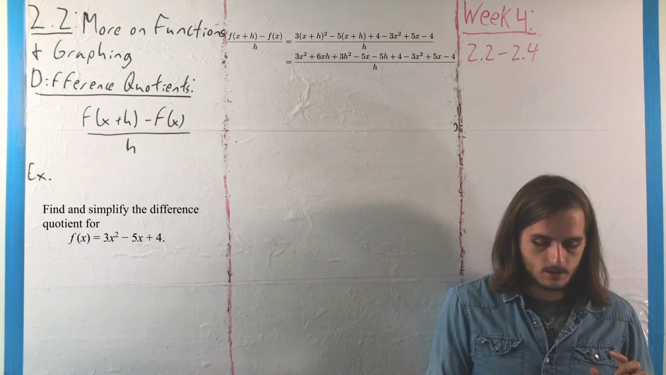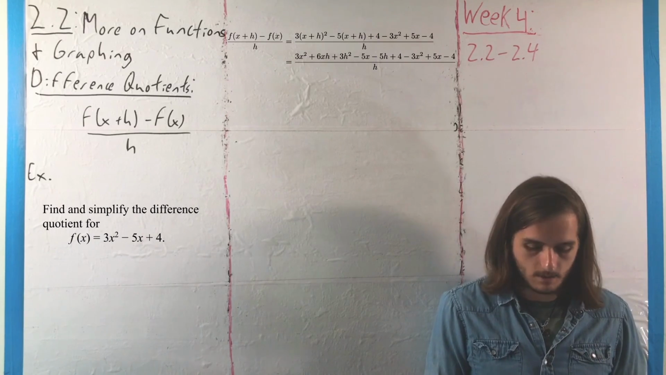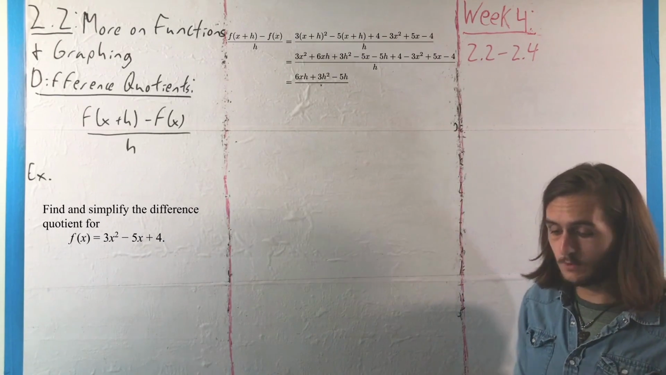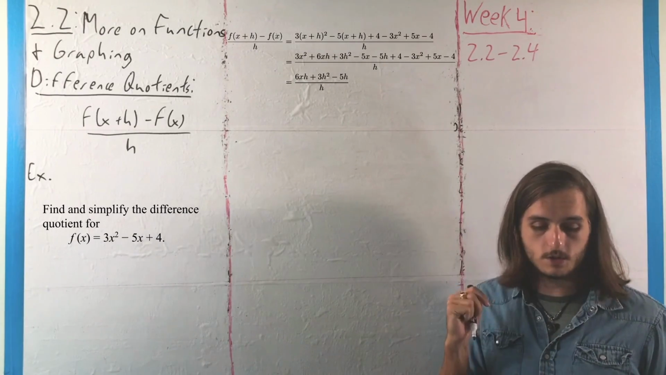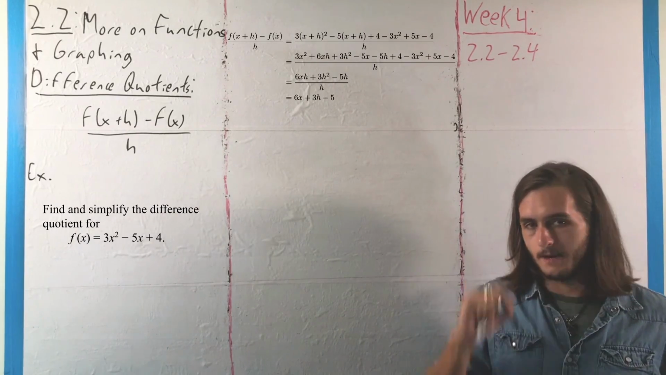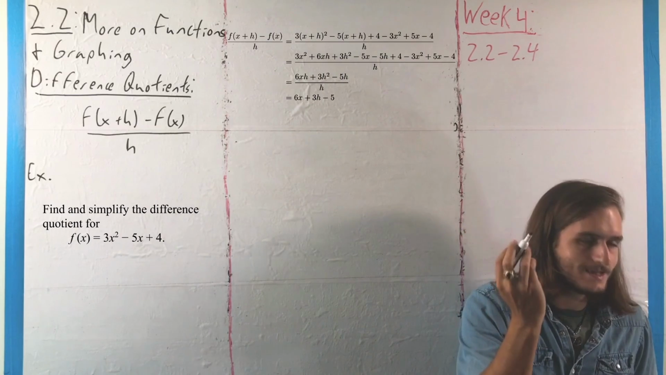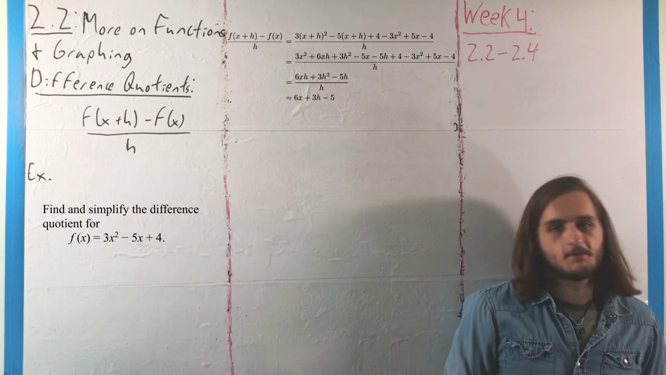Because the 4's cancel, the 3x squareds will cancel, and the 5x's will cancel, leaving us with just 6xh plus 3h squared minus 5h. Like I said, we've got h's everywhere, kill those two, and we are just left with 6x plus 3h minus 5. I kept forgetting to say divided by h. That's an important piece to carry on because it is what lets us finish this problem. I don't know why I stumbled over that there.